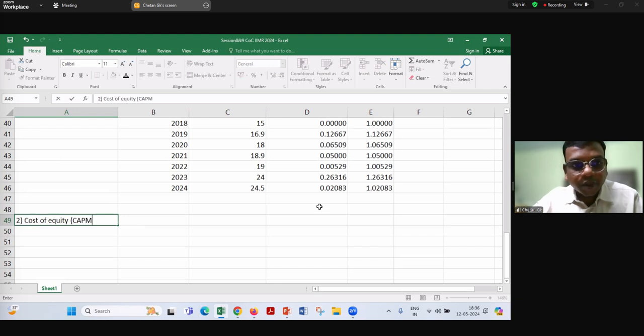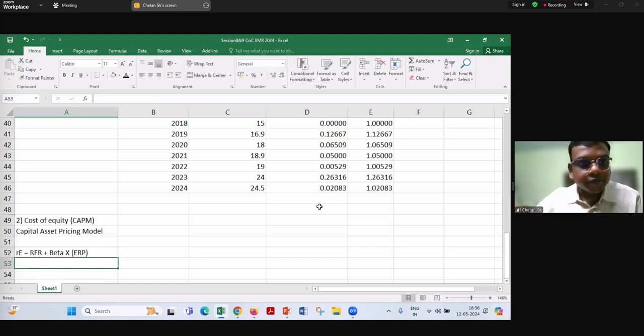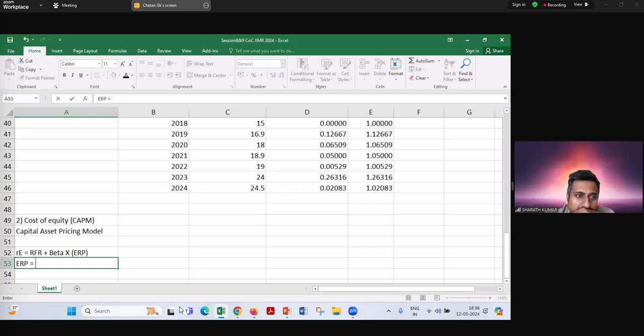It is CAPM. What is CAPM? Capital Asset Pricing Model. Okay, so what is RE here? Cost of equity is equal to RFR plus beta times equity risk premium. What is equity risk premium? Is equal to, anybody would like to tell me what ERP stands for here?